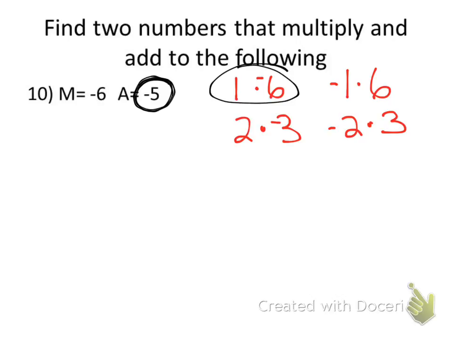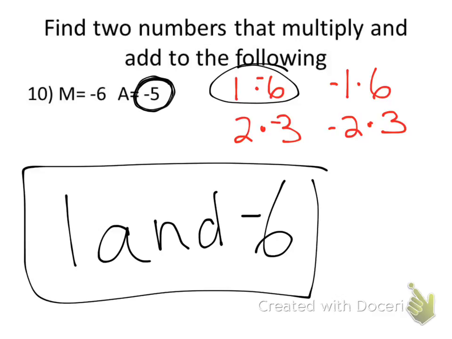Remember, when one's positive and one's negative, it's more like subtraction than addition. So you've got to be careful on ones like this. This is a very commonly missed one because 2 and 3 do add to give you 5, so you sort of gravitate towards those, but the negatives are what get you.